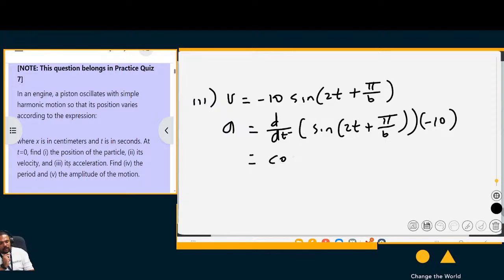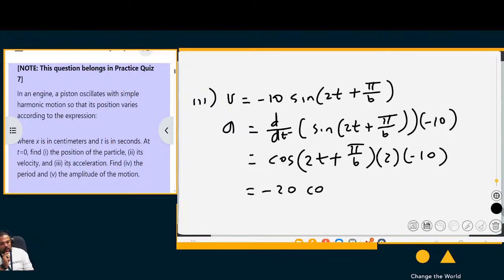So it's cosine times 2t plus pi over 6, times the derivative of that, whatever's inside is 2 times negative 10. So in the end, it's negative 20 cosine. See, it's an oscillating function, 2t plus pi over 6. That is the acceleration.